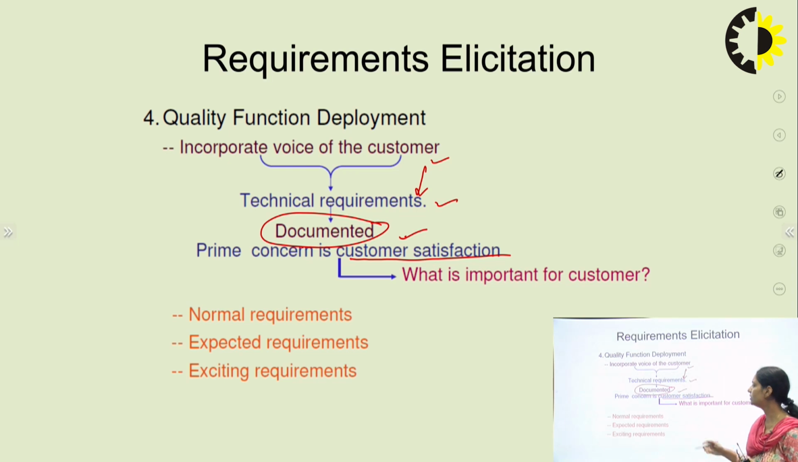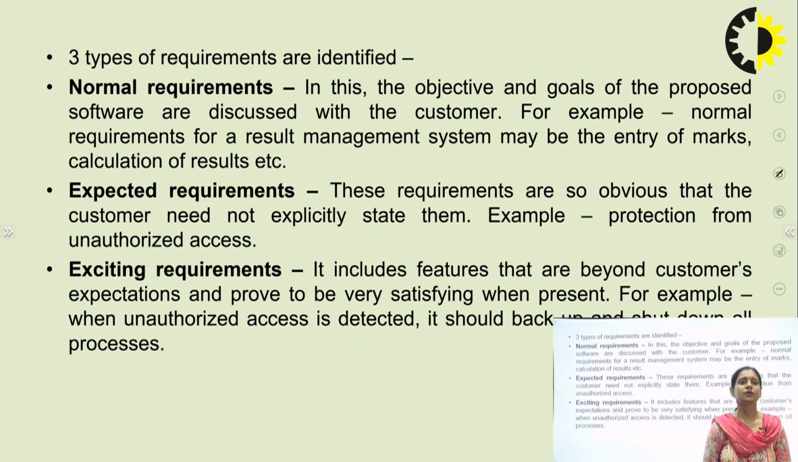Now the requirements could be of three types: normal requirements, expected requirements, and exciting requirements. Normal requirements are the requirements that the user or customer states, saying I want all these things to be incorporated in my software. Expected requirements are those which the user doesn't have to say, but the development team will automatically provide. These are not said, they are already understood.